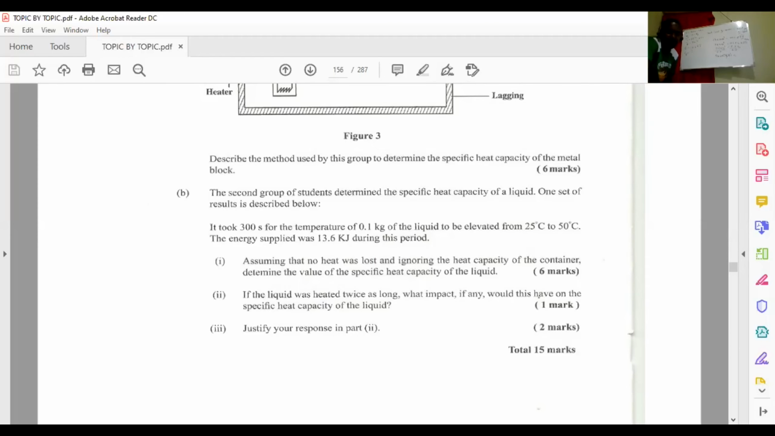All right, so let's move on to the next one. What's the C for the liquid? So we're finding the C of the liquid, so the mass of the liquid and the C of the liquid.